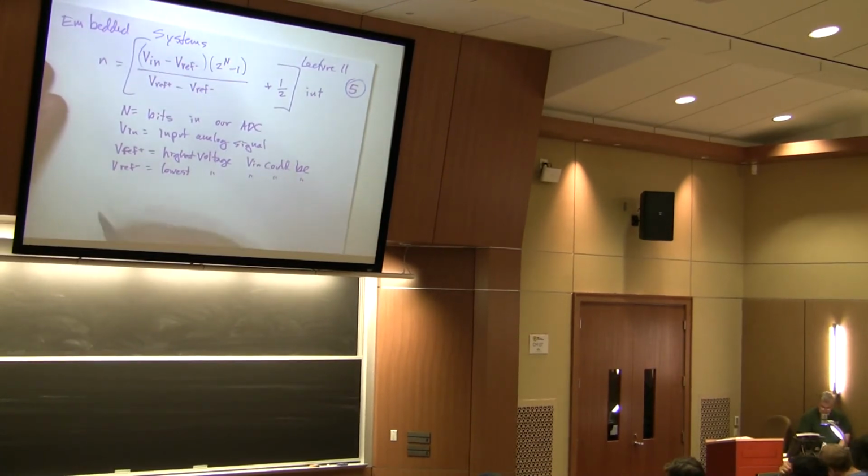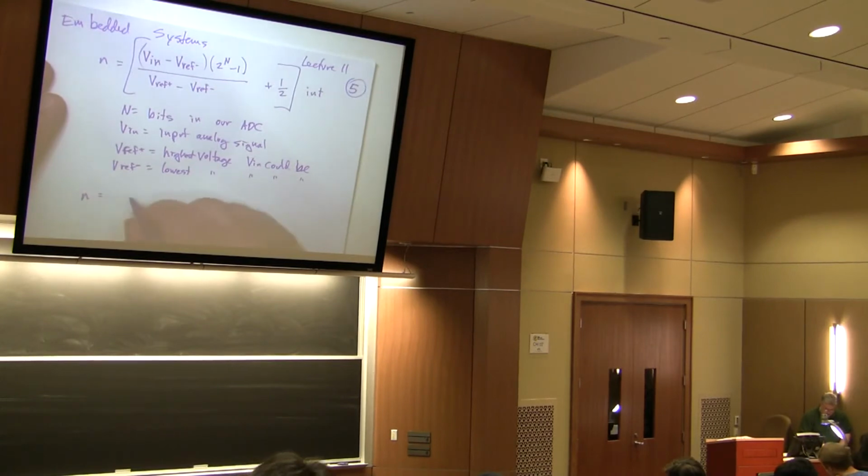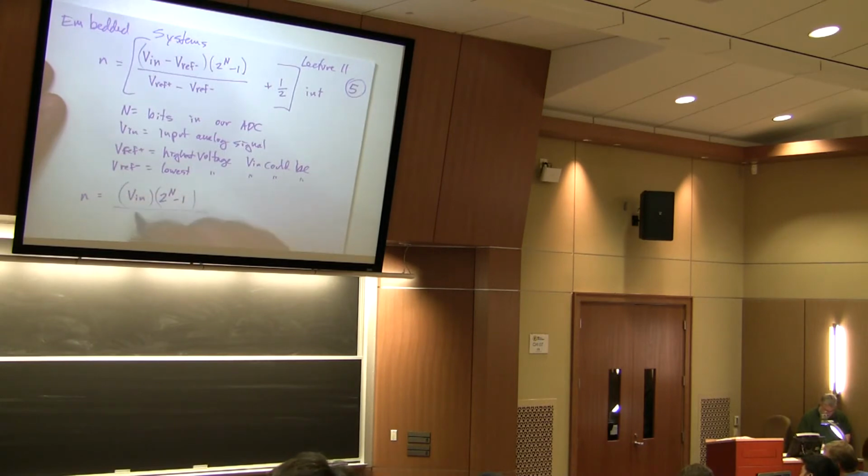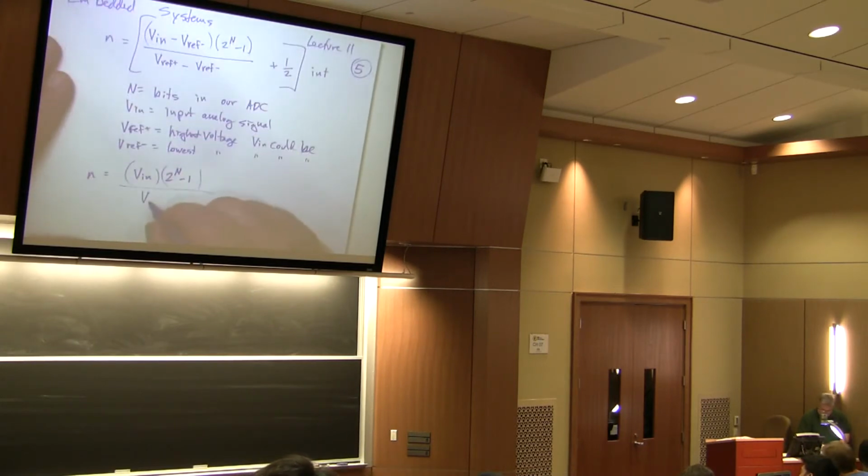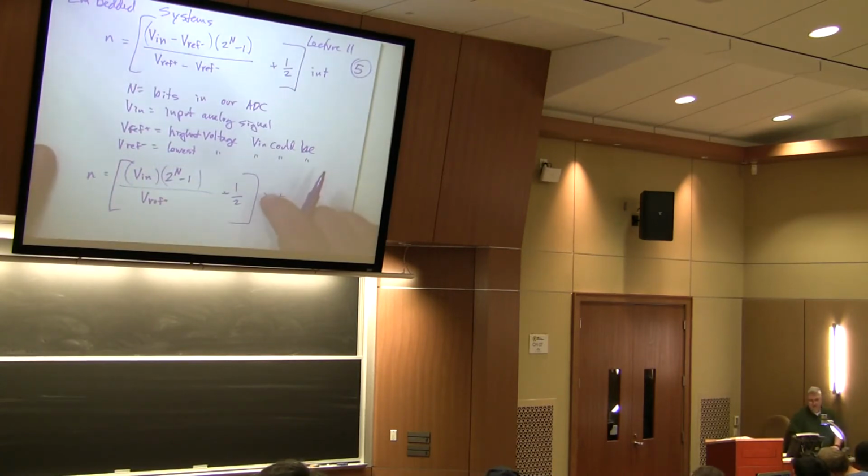So again, we'll just simplify this. N is equal to Vn times 2^n minus 1, over Vref plus, and we'll take the integer of this. We've already gone over this, right? But this is just a recap.